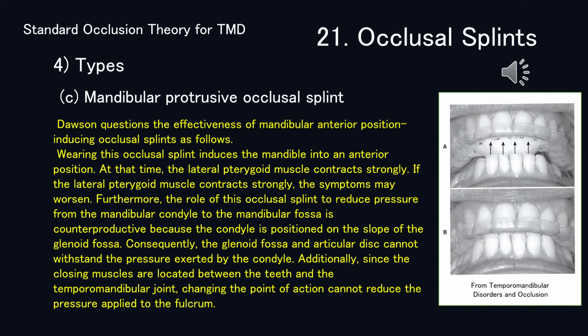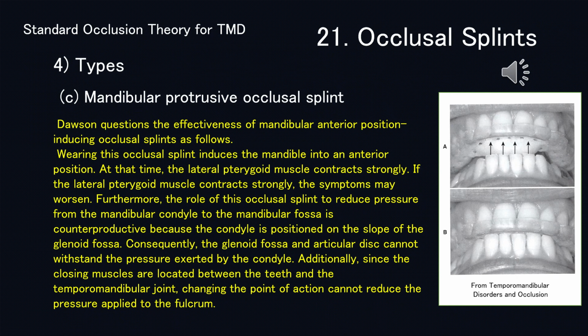Dawson questions the effectiveness of mandibular anterior position-inducing occlusal splints as follows. Wearing this occlusal splint induces the mandible into an anterior position. At that time, the lateral pterygoid muscle contracts strongly. If the lateral pterygoid muscle contracts strongly, the symptoms may worsen.